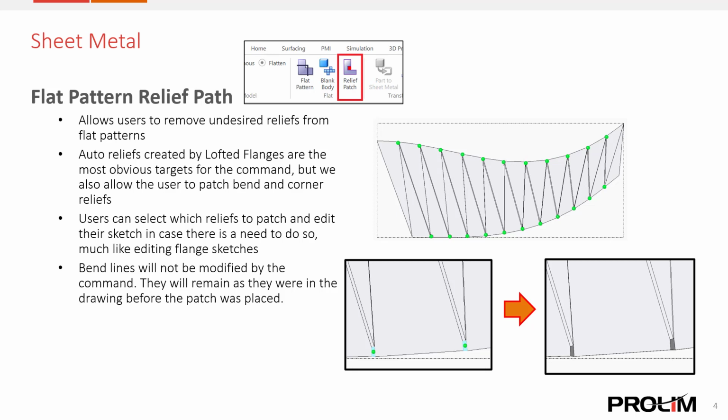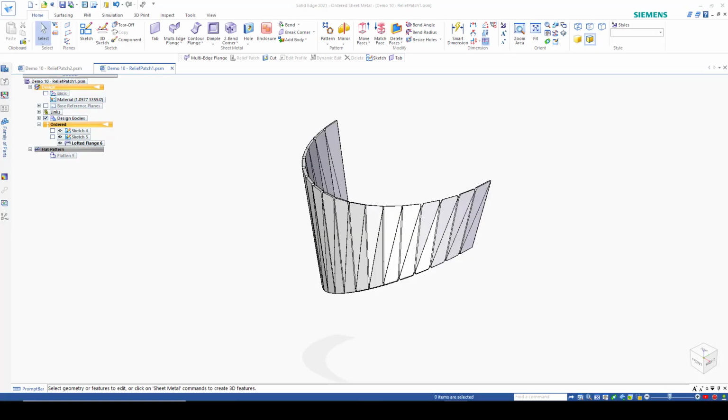Bend's lines will not be modified by the command. They will remain as they were in the drawing before the patch was placed. So let's go ahead and take a look at what this looks like in an example.